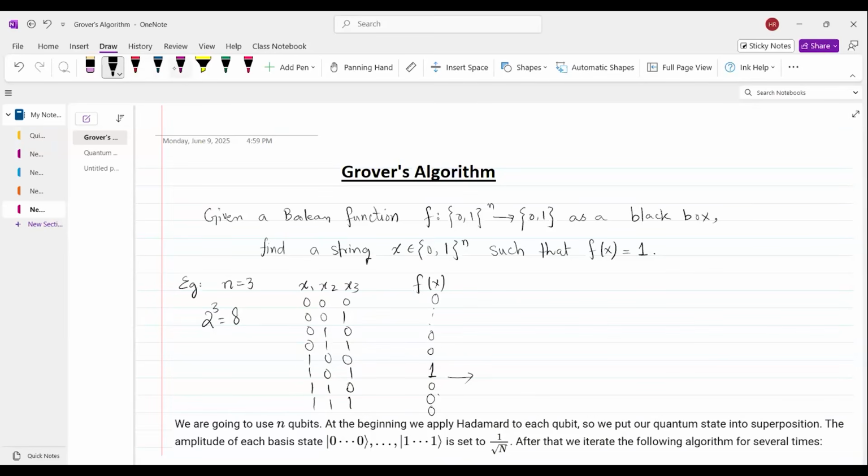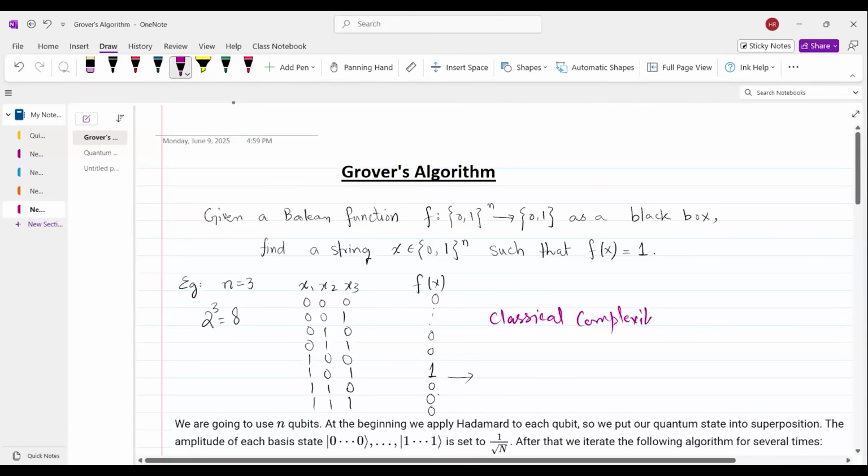Classically, when we solve these unstructured search problems, it gives us a classical complexity of 2 to the power n. But when we use Grover's algorithm in quantum algorithms to solve the problem, it gives us a quadratic speedup, and it gives us omega of square root of 2 to the power n.